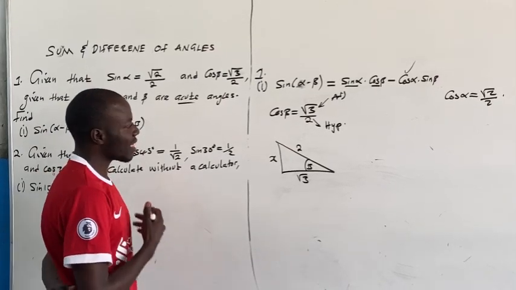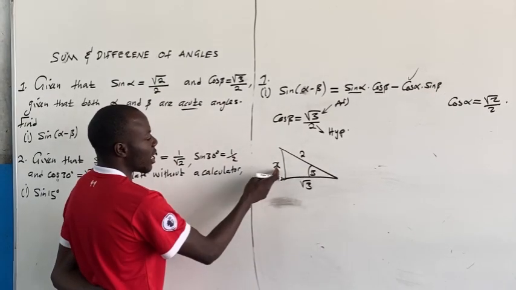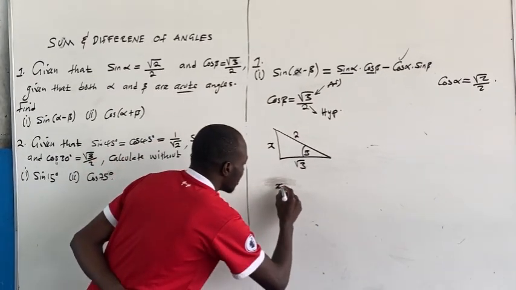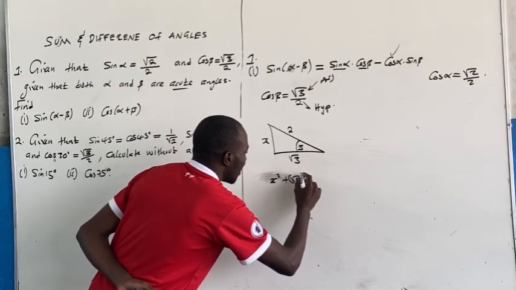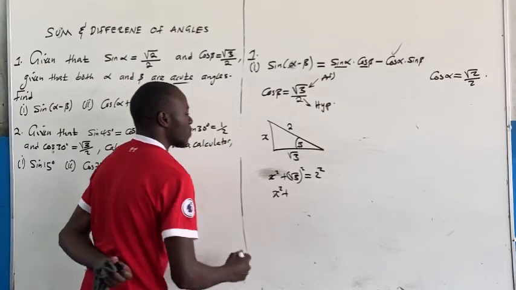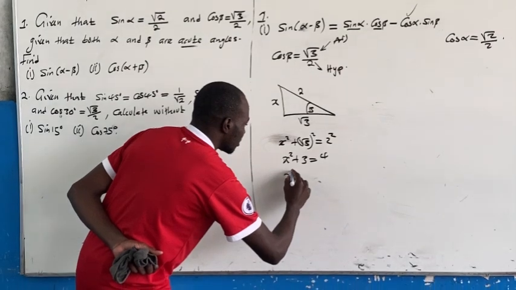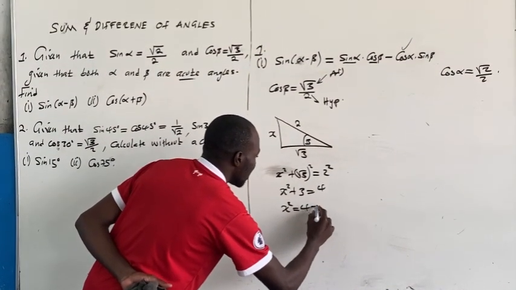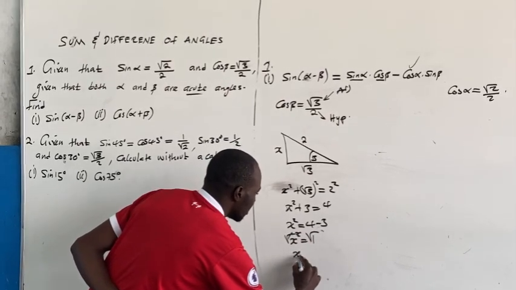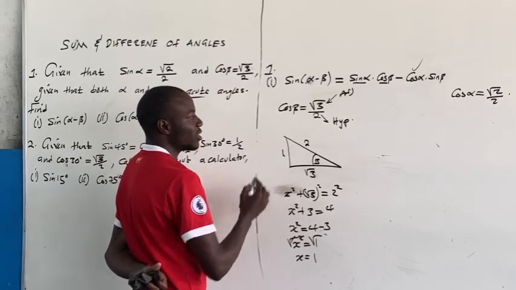Again, here we use Pythagoras theorem. I can just go direct. You square this one plus square this one, which should be equal to the square of the hypotenuse side. So x squared plus square root of 3 squared would be equal to 2 squared. Square root of 3 squared is just 3, so x squared plus 3 is equal to 4. So x squared would be equal to 4 minus 3, which is 1. So x is equal to 1. So this side here is 1. Our opposite is 1.